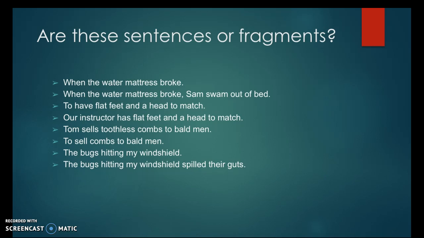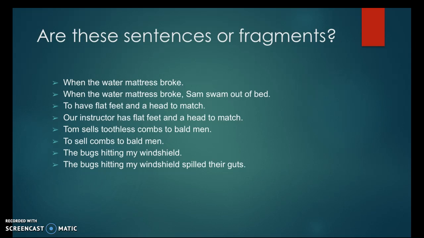The second sentence is the completion of that sentence. "When the water mattress broke, Sam swam out of bed." And so we see how it's been fixed. They added a clause to the end of that. "To have flat feet and a head to match," that's missing a subject. And so in the next sentence, it's fixed to include that our instructor has flat feet and a head to match.